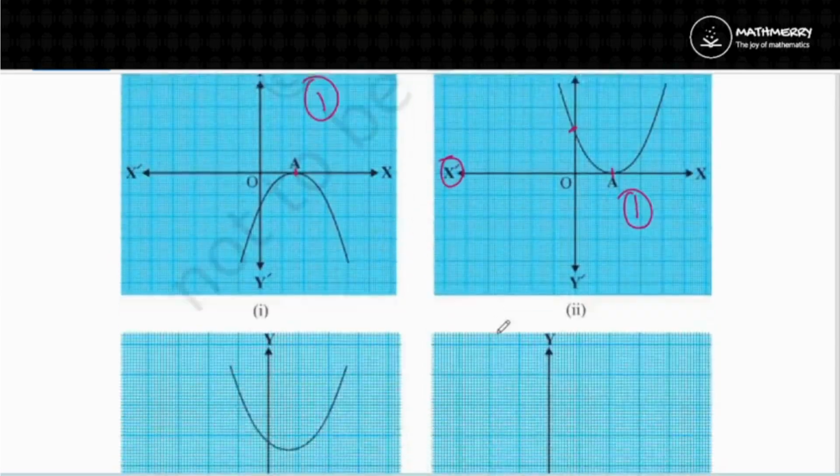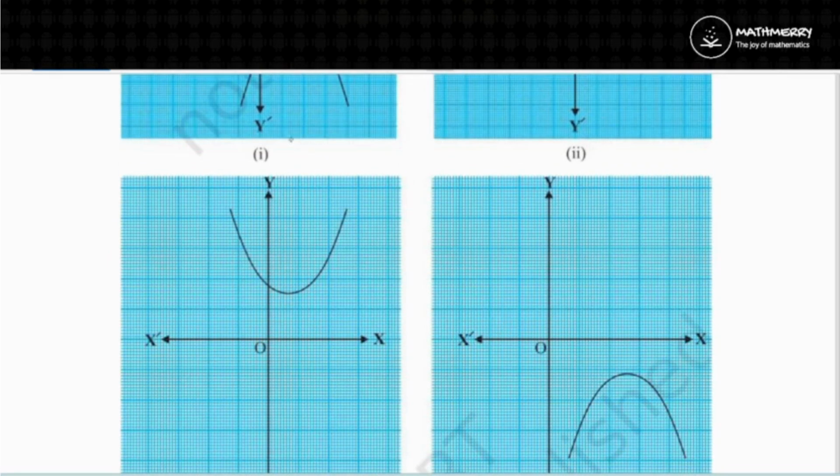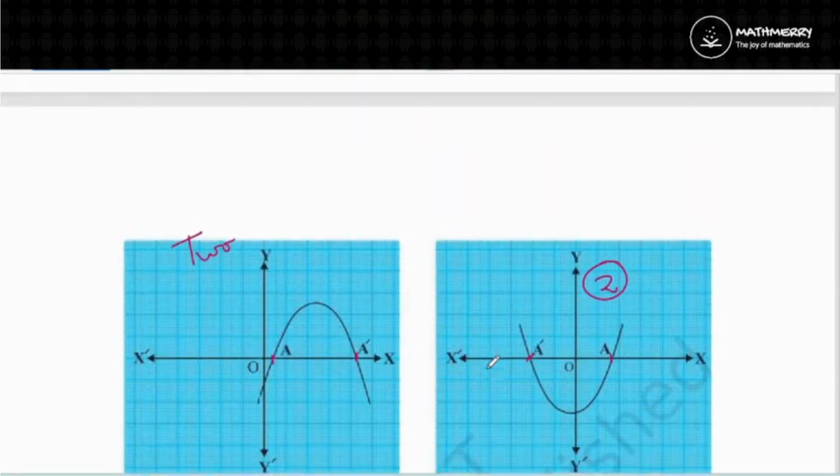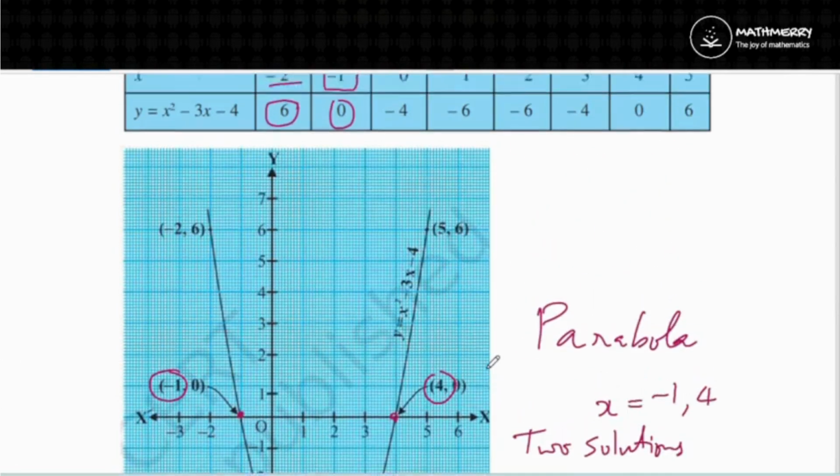Okay. Now here it doesn't touch the x-axis, so there are zero zeros of the polynomial or zero solutions. Here also zero solutions. Okay, so I hope this part is clear.